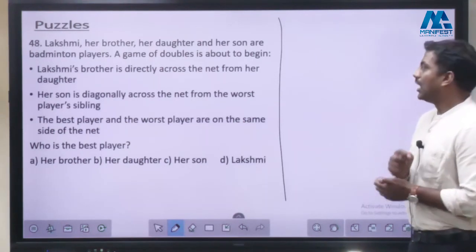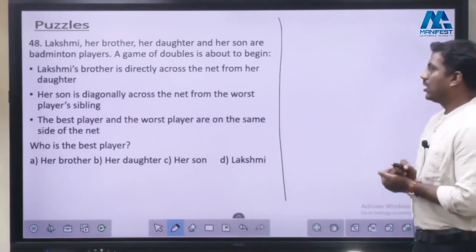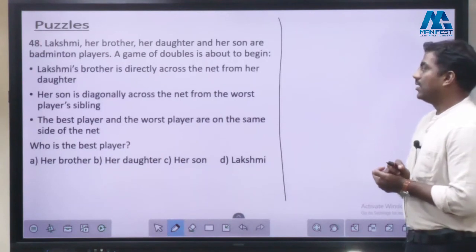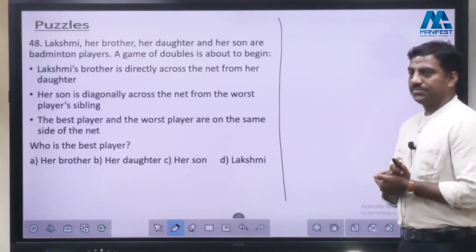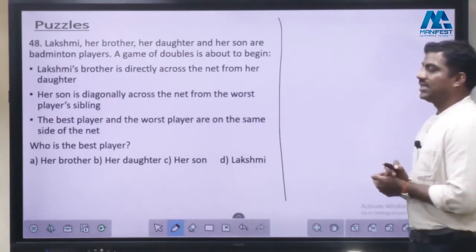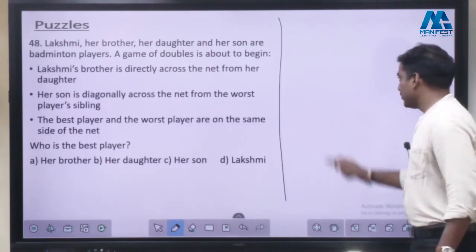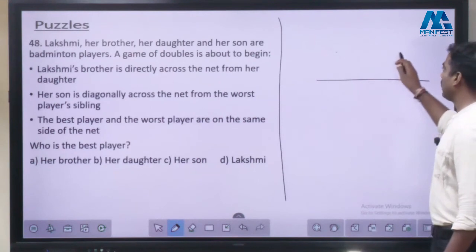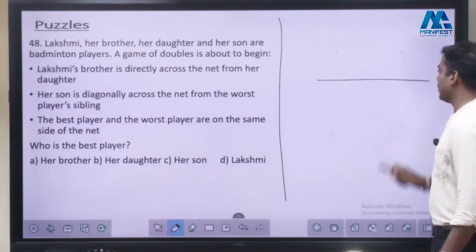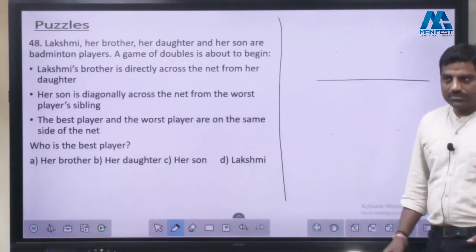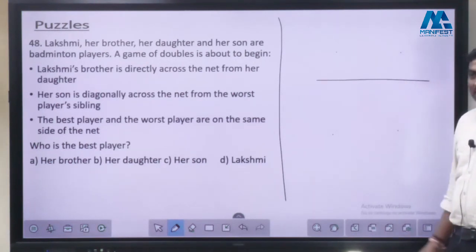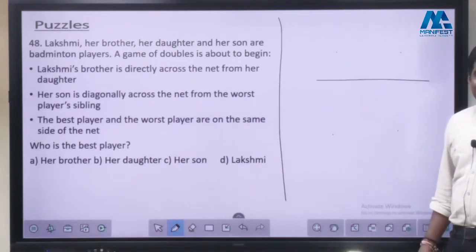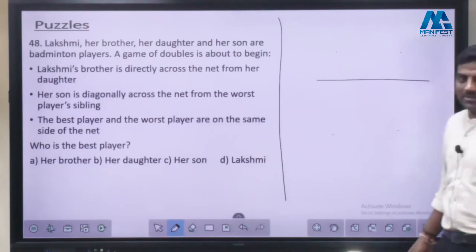Lakshmi, her brother, her daughter, and her son are badminton players. A game of doubles is about to begin. This is the net. Here one person will be, here one person, here one person, here one person. They can stand one behind another also, but generally this is the position.